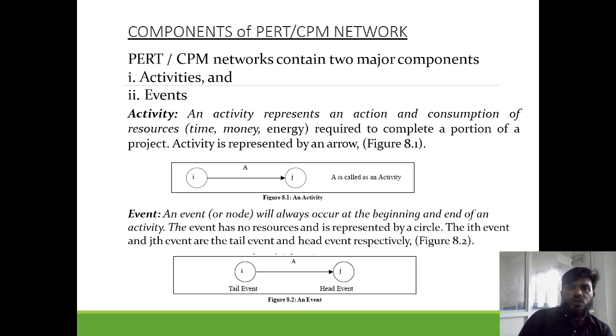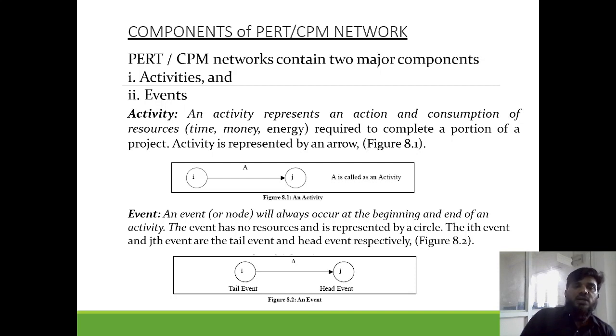PERT and CPM networks. The PERT and CPM network basically uses two types of things. One is activity, another is event. Event is nothing but the start and end of any activity. For example, you are doing some work. From where you started the work to where you ended the work, those points are the events. Starting is an event, end is an event. So from starting your subject to ending of your subject, it is called an event.